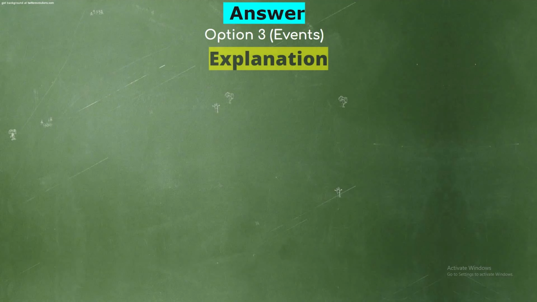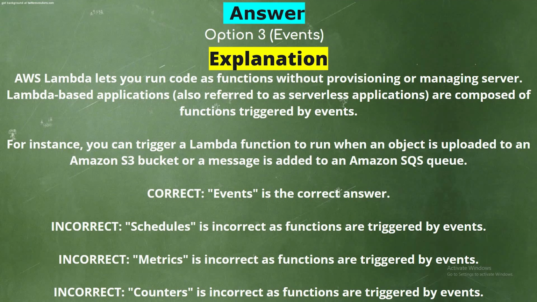Events. Explanation. AWS Lambda lets you run code as functions without provisioning or managing servers. Lambda-based applications, also referred to as serverless applications, are composed of functions triggered by events. For instance, you can trigger a Lambda function to run when an object is uploaded to an Amazon S3 bucket, or a message is added to an Amazon SQS queue. Correct. Events is the correct answer.